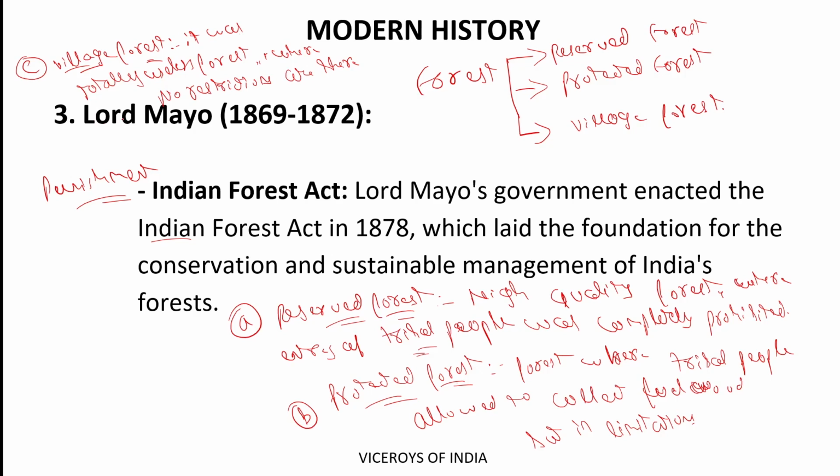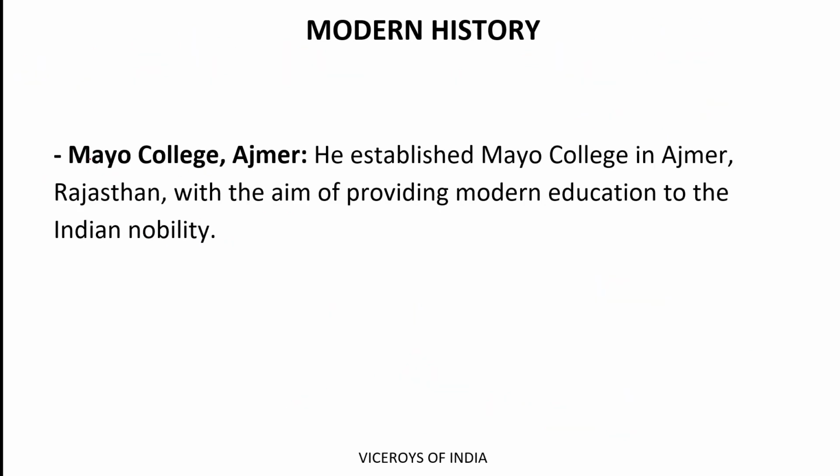And the third category, regarded as the village forest, is basically a useless category where no such resources could be found. So this area is free. It means villagers are allowed to do whatever they want in this village forest. So this was the division and criteria introduced under the Indian Forest Act. Now let's move forward.